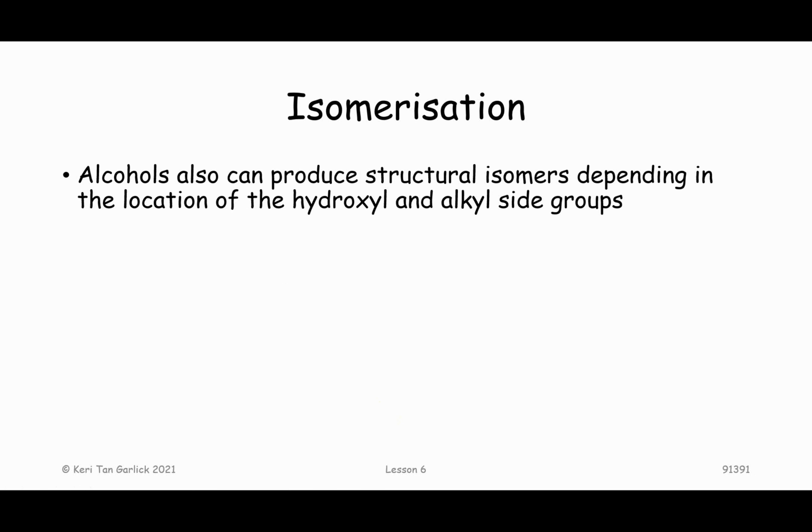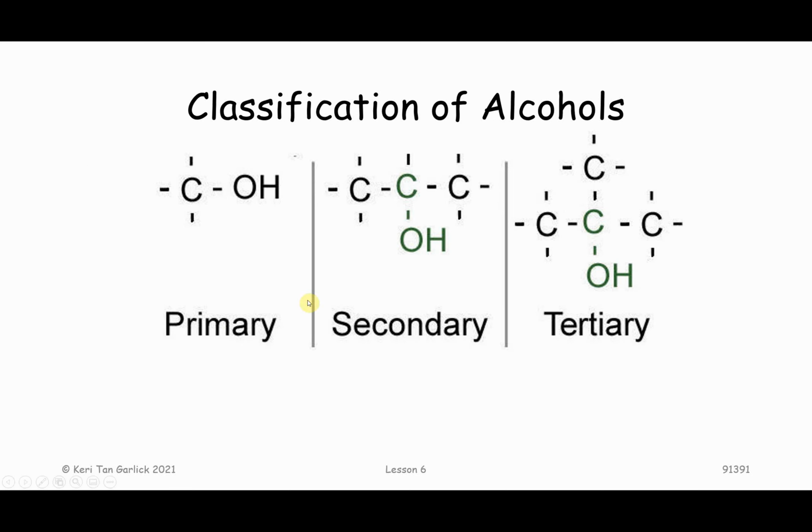Like we were talking about with the haloalkanes, the alcohols can do structural isomers as well, and it just depends on where that hydroxyl is located. And again, it follows the same rule of primary, secondary, and tertiary. So that's just something to remember and know when it comes to classifying.